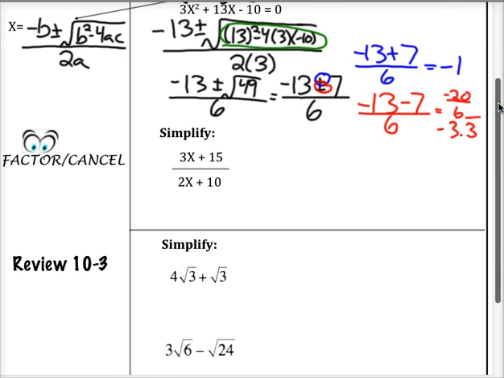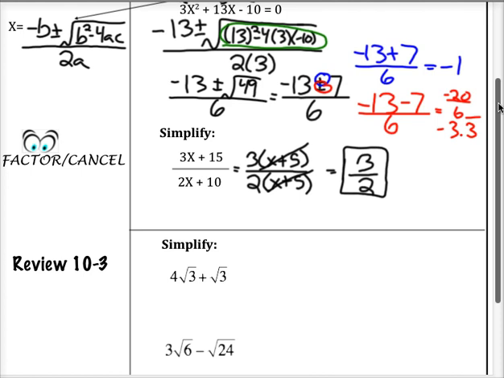All right, now looking at just going back a little bit to last chapter, factor and cancel. So simplifying these rational expressions. Recall, I can pull a 3 out of both of those terms, and I can pull a 2 out of both of those terms. When I do that, once I factor, I can cancel what is the same top and bottom, and I'm going to get 3 halves. So that's from our final review.